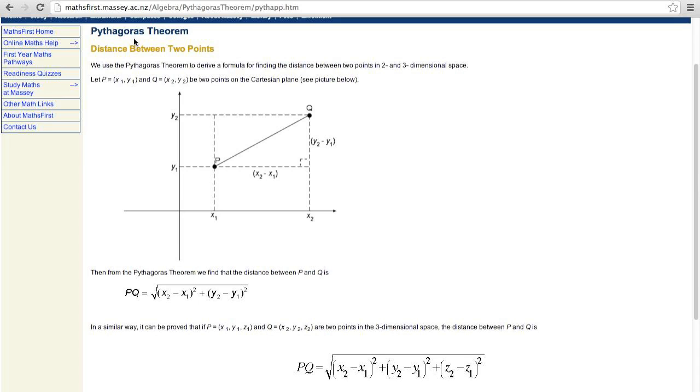We can use the Pythagorean theorem to figure out the distance between 2 points on a coordinate plane. To do that, we just notice that the distance from here to here is just x2 minus x1. And the distance from here to here is just y2 minus y1. And this here is a right triangle, which makes this a hypotenuse of a right triangle. And so now we just take these, plug them into this equation using the same Pythagorean theorem, and we can figure out how big PQ is.